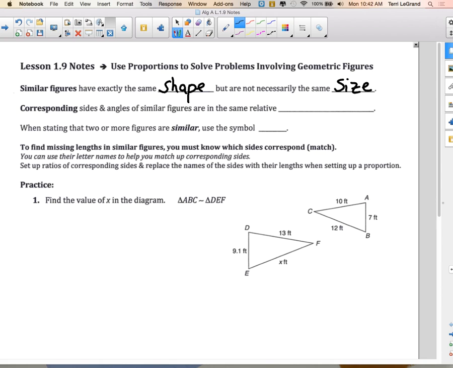And one thing that you're going to hear a lot and you need to have an understanding of is corresponding. We have corresponding sides and we have corresponding angles. So when we talk about corresponding sides and angles of similar figures, we are saying those are the ones that are in the same relative position. They're kind of in the same place in each of the figures.